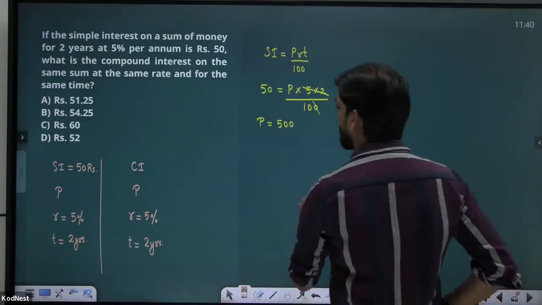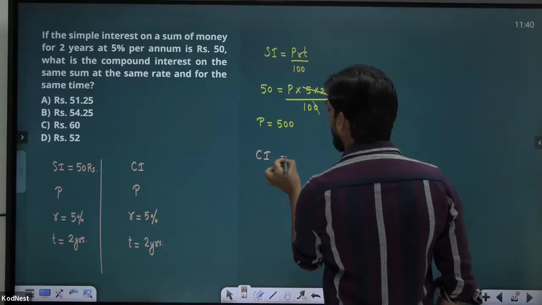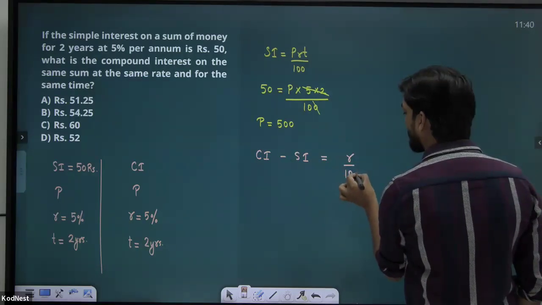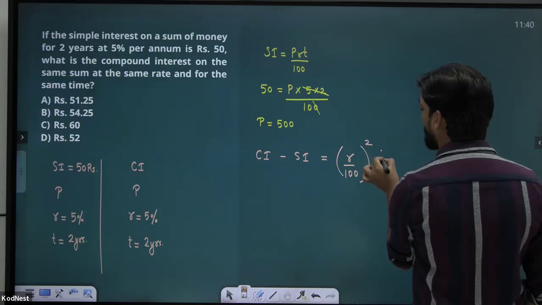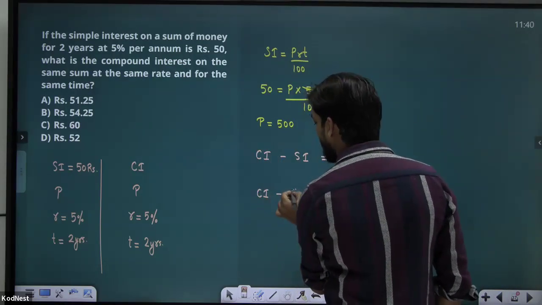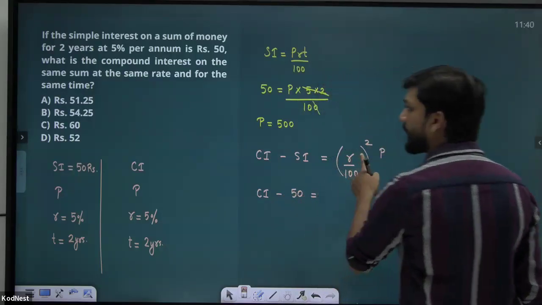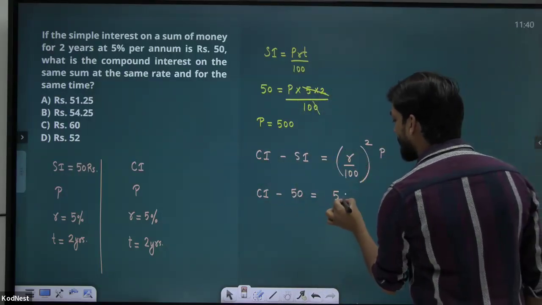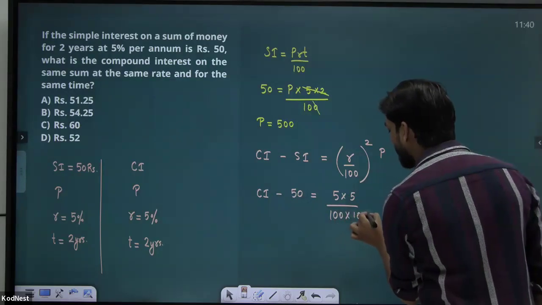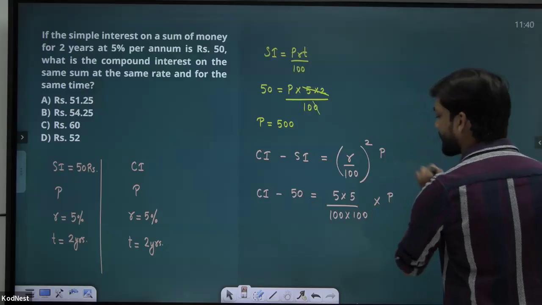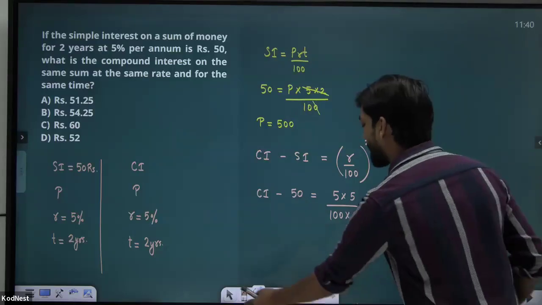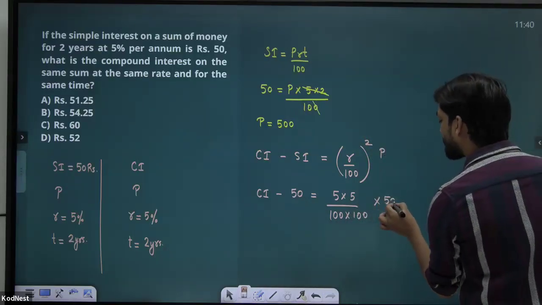The second way is this. CI minus SI equals (R by 100) square times P. What is CI? I don't know. Simple interest I know, 50. Rate of interest is 5. So 5 into 5, 5 square. And 100 into 100 is 100 square, into P. Okay. Now carefully answer. P value I know, so P value is 500.